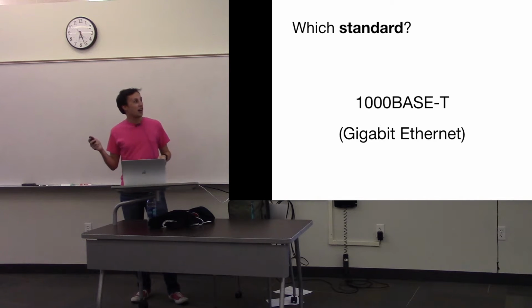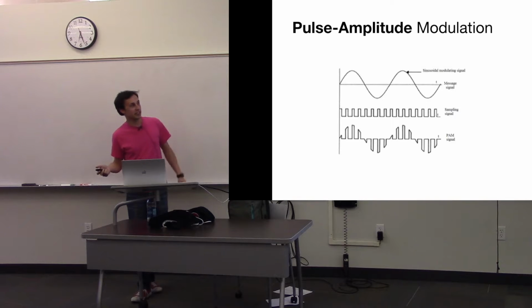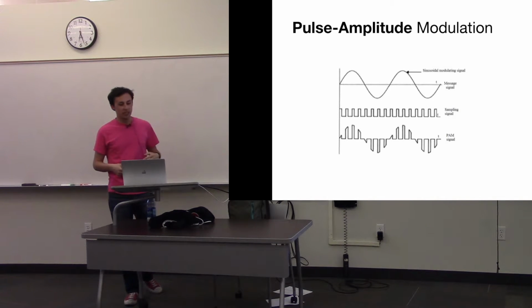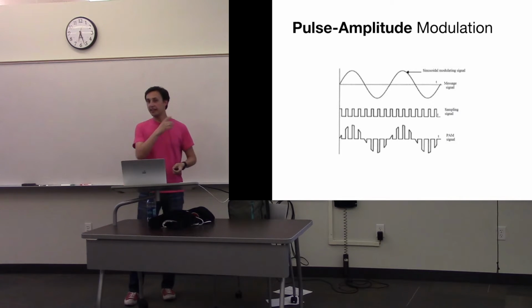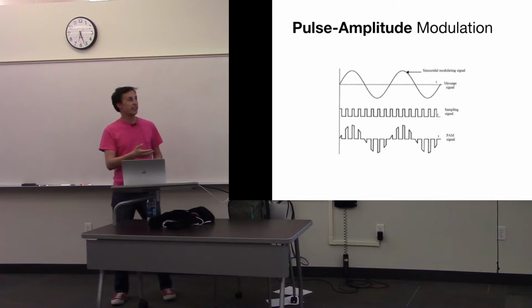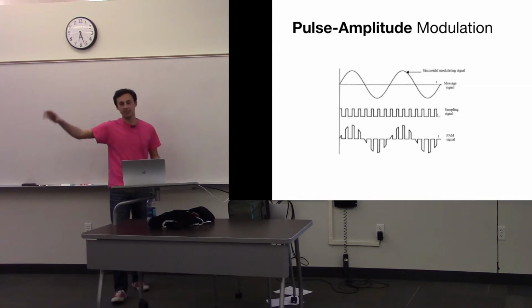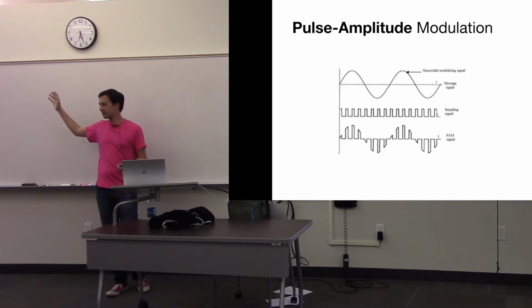How do we encode symbols on this wire? We do something called Pulse-Amplitude Modulation. This is a generic example of Pulse-Amplitude Modulation. What you essentially have is the sinusoid, in this case, is the information we're trying to transmit. And then the carrier is not like some really fast signal like we do in AM radio, where the carrier is in the kilohertz, something like that.